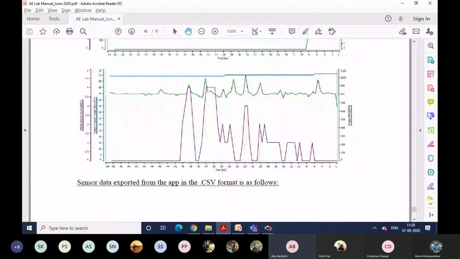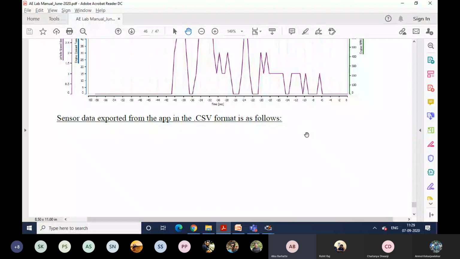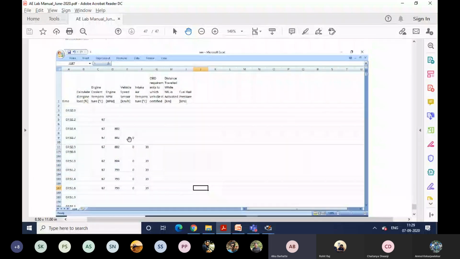Apart from this, you can export the sensor data in CSV form. I'll show you where all these things can be obtained. This is the Excel form where you can get and calculate the engine load, engine coolant temperature, engine RPM, vehicle speed sensor. It is representing 0 because only the engine is on. Intake air temperature and all these sensor values, whichever sensors exist in your vehicle, are available.